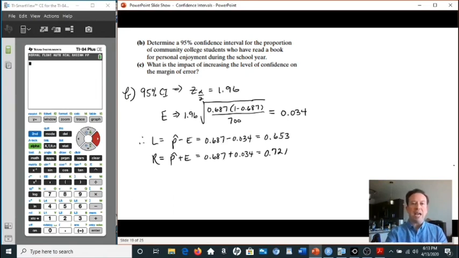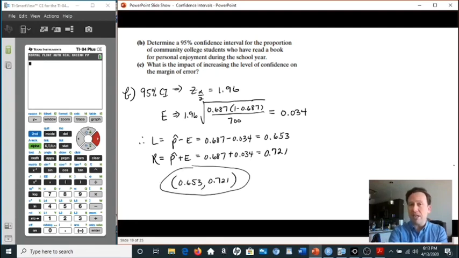So therefore, the endpoints will be our point estimate, 0.687, minus and plus the margin of error, and it gives you these values. So there's the 95% confidence interval. Now, what difference did it make by changing the confidence to 95%? It doesn't necessarily make the answer better.